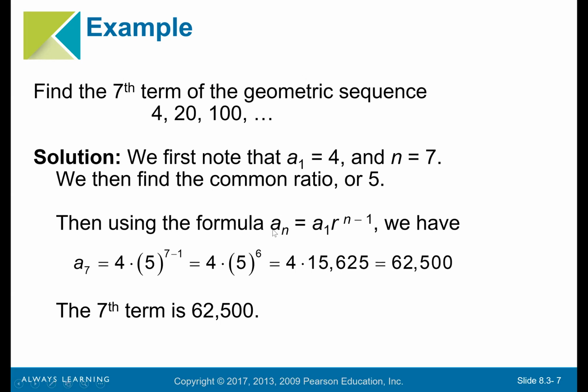So a sub 7 would equal 4 times 5 raised to the 7 minus 1, or 6th power. I would just plug all that into your calculator. I usually subtract the 1 first, so this is the part I would put in my calculator. The parentheses here are not required, but if in doubt, throw them in there. Geometric sequences grow very quickly. The 7th term was 62,500. So you'll probably be getting a lot bigger numbers or a lot smaller decimals than what we did with arithmetic.